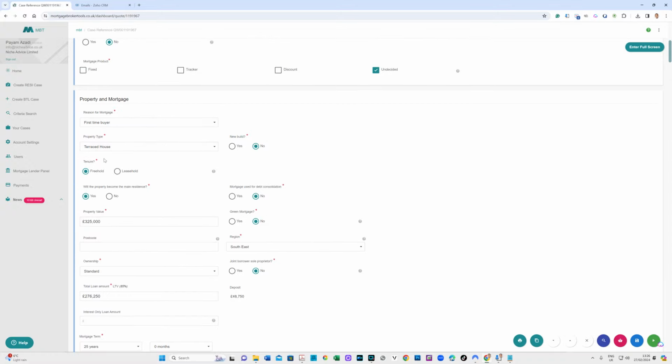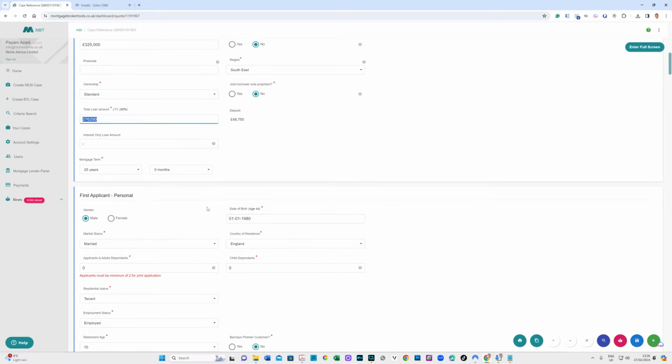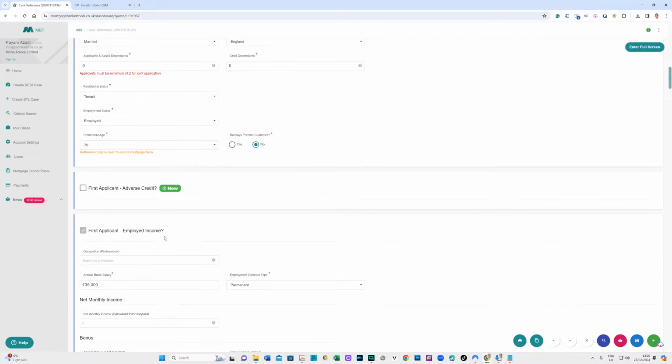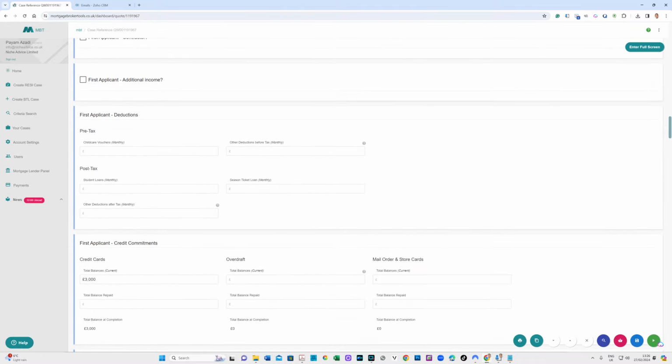He's a first time buyer, terraced house in the southeast, looking to purchase around £325,000 with 15% deposit. This figure's important. This is the figure that we're looking for, 276,250. Going for a 25-year mortgage. He's a little bit younger than me. He's 44 years old and he's employed on £35,000 a year, permanently employed.